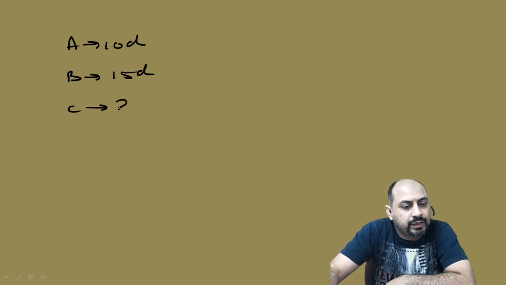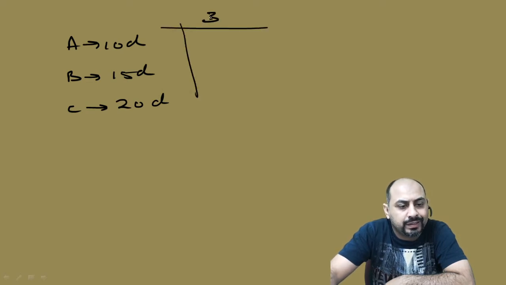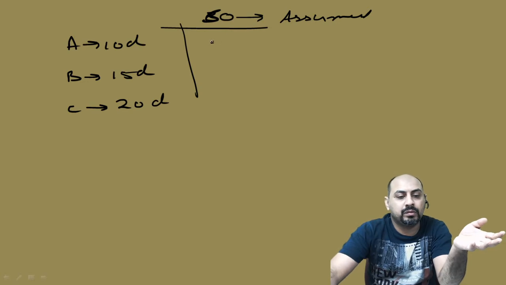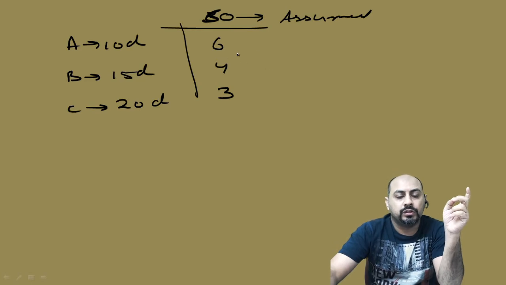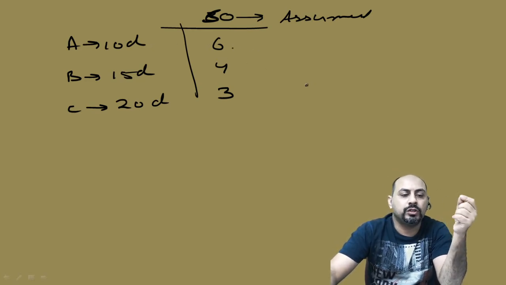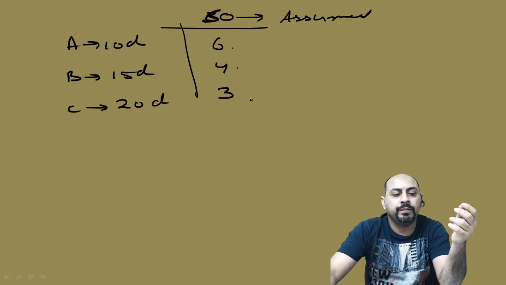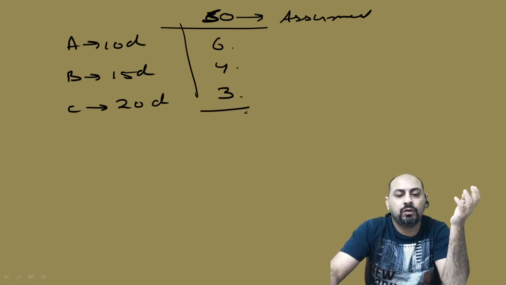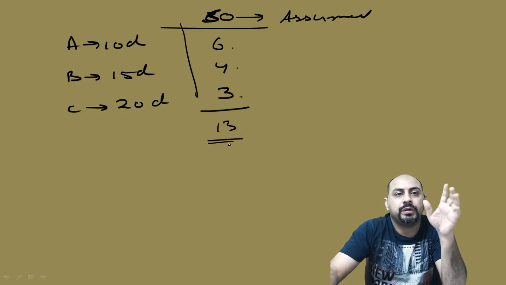If I say that A does a work in say 10 days, B does the same work in 15 days, and C takes 20 days to complete the same work, what we generally do is take the LCM as 60. This is the assumed work, and when you divide the assumed work by the number of days, this is what we get as the efficiency of each person separately. So if A is putting in 6 units per day, B is putting in 4 units per day, and C is putting in 3 units per day, all of them together would be putting in 13 units per day, right?